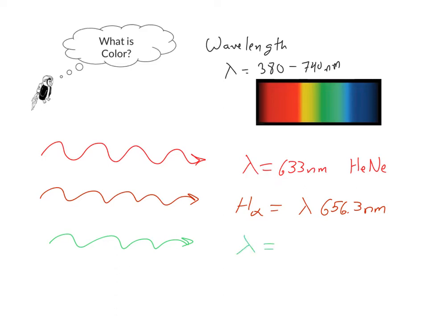That's approximately 532 nanometers. Notice that the green light has a smaller wavelength, but it's more energetic, so it's going towards the blue end of the spectrum.